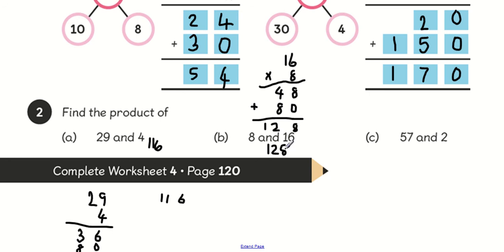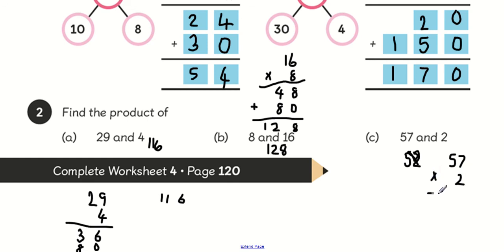128. There we go. Last question then, 57 and 2, which is 57 times 2. Remember, we're finding the product, which means we times the two numbers together. Oh, let's get rid of that one. I see the wrong numbers. 57 times by 2.